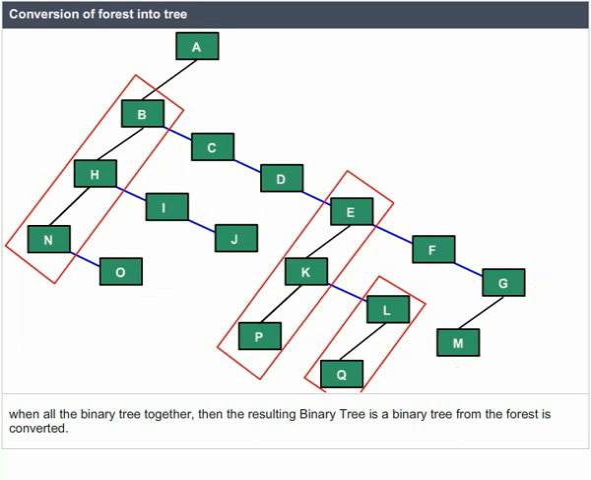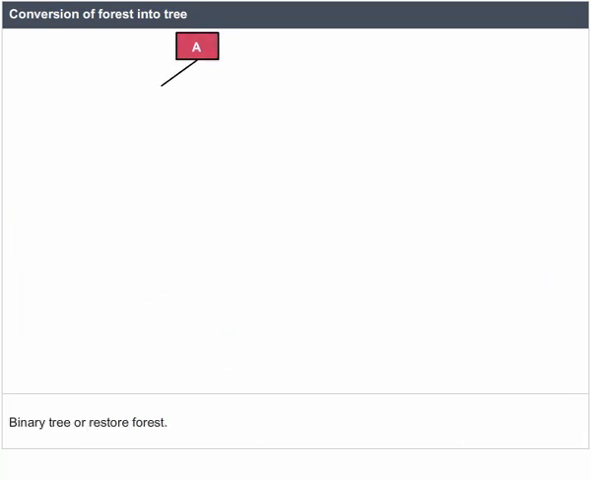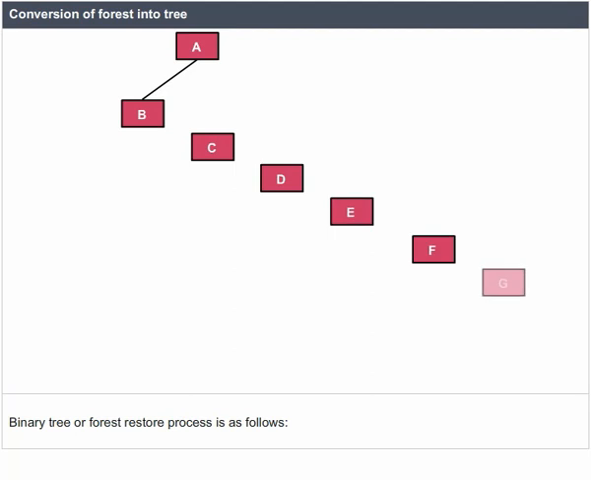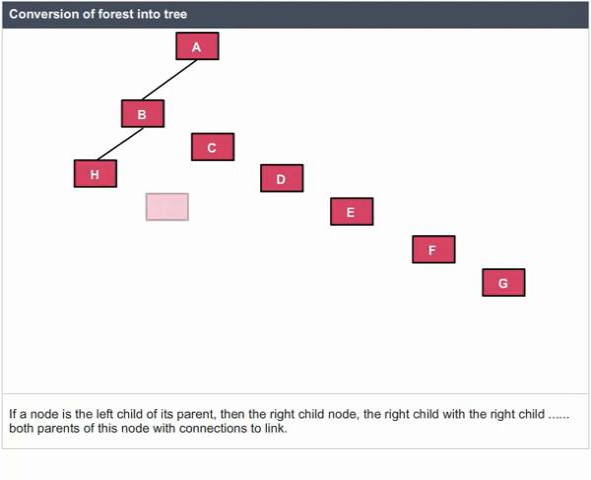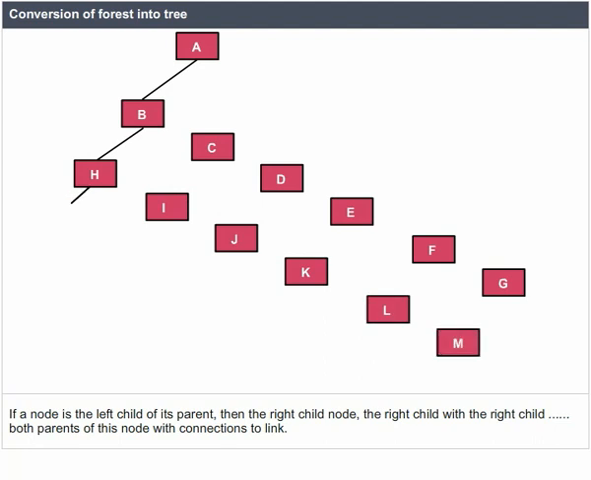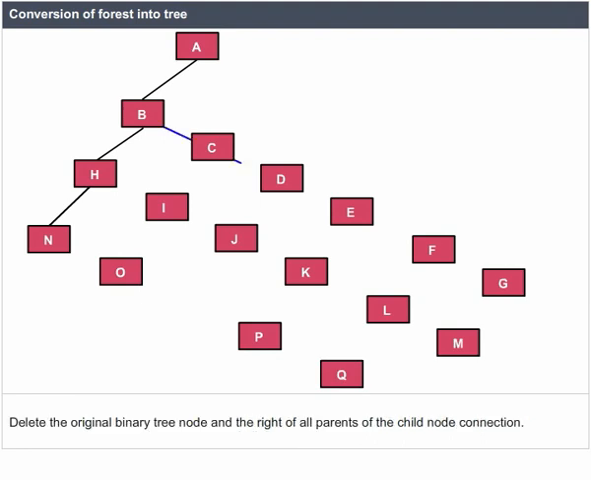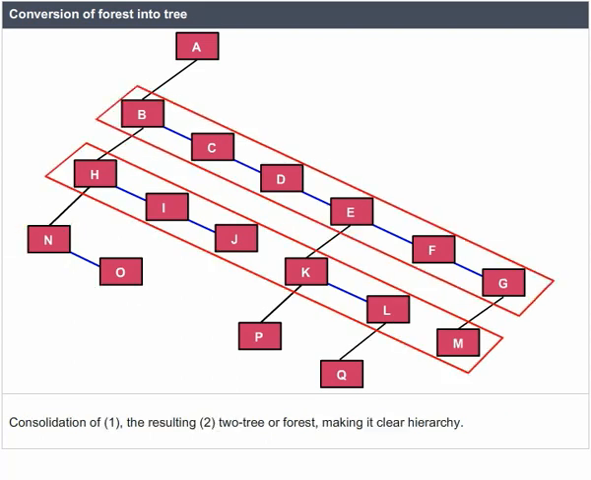Restoring a forest from a binary tree. The process is as follows. If a node is the left child of its parent, then connect the right child, the right child's right child, and so on, all to the parent of this node with connections. Delete the original binary tree's connections between the node and the right children. Finally, consolidate to obtain the forest, making the hierarchy clear.